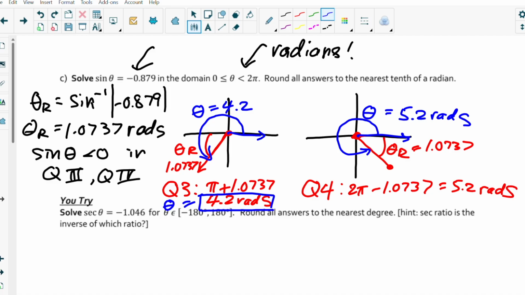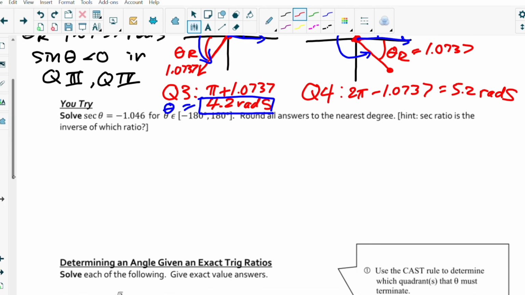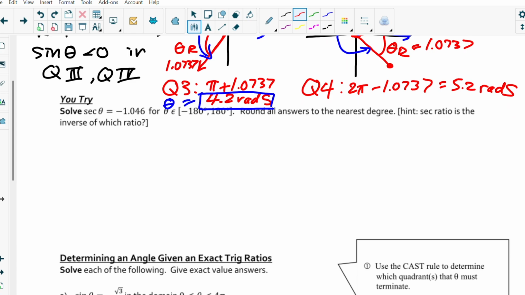Okay, you try. Secant of theta equals negative 1.046, for theta an element of the interval negative 180 degrees to positive 180 degrees. Round all answers to the nearest degree. So pause it here, give it a try.